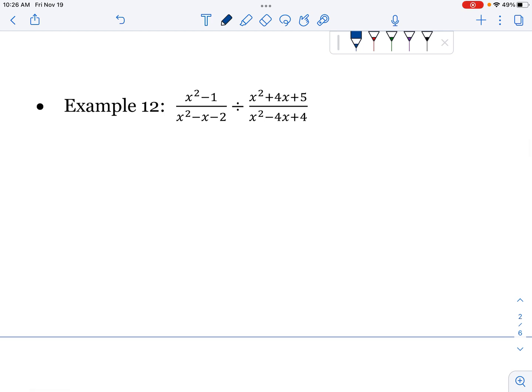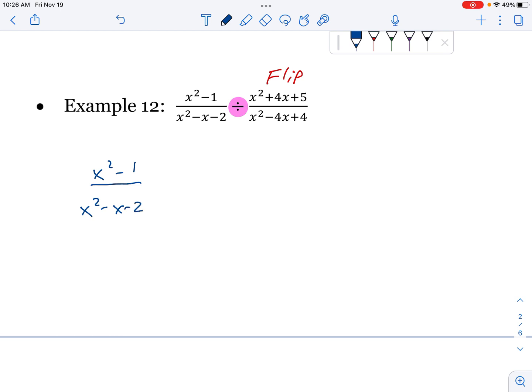Example 12. I would say in the directions divide the following. Okay, so first when I see divide, I see this sign right here. And I know that means I'm going to flip that second fraction. So I have x minus 2.